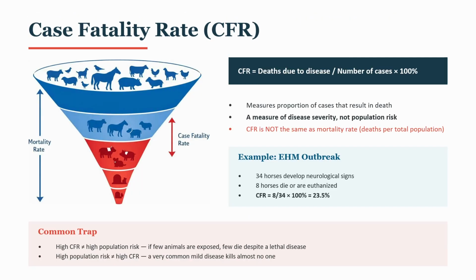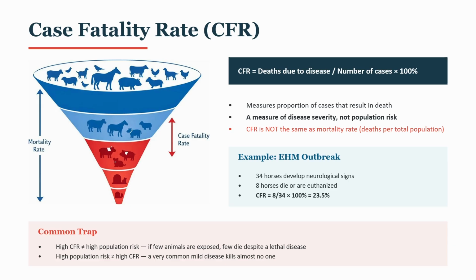Case fatality rate is one of the most commonly misunderstood and misreported numbers in outbreak situations, so I want to be very precise about what it measures and what it doesn't. The case fatality rate is a proportion of animals that have the disease who die from it. It is a measure of disease severity. How lethal is this disease once an animal has it? It tells you nothing about how likely any random animal in the population is to get the disease.